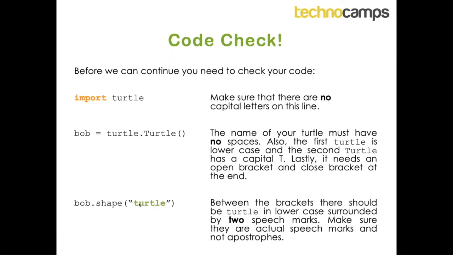Finally, Bob.shape. Well, I've got Simon.shape. Between the brackets there should be turtle in lowercase, surrounded by two speech marks. So one at the beginning, one at the end. A lot of problems come from people not using speech marks and using two apostrophes. If you do that, it will go wrong.